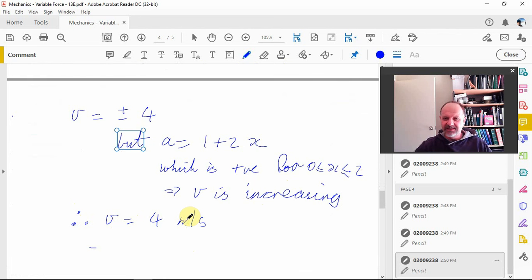Oh, and yes, we did have units in the question that were mentioned to us. No, we didn't. So we just work in what we call MKS units, meters, kilograms, seconds, unless we're told otherwise. So 4 meters per second.